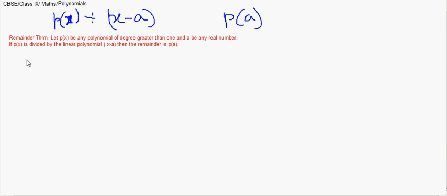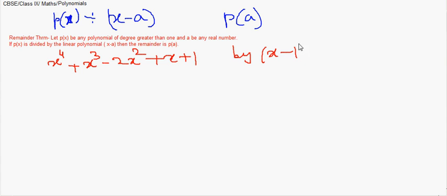The question reads: find the remainder when p(x) is given as x to the power 4 plus x to the power 3 minus 2x to the power 2 plus x plus 1, divided by x minus 1. Previously we directly divided and found the remainder, but here we can take x minus 1, and so x equals 1. So we replace x with 1.